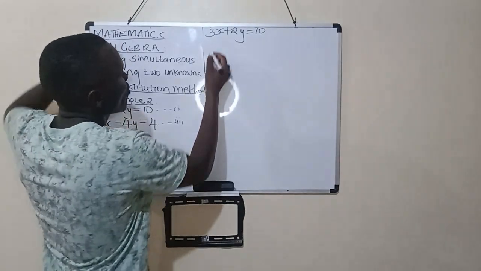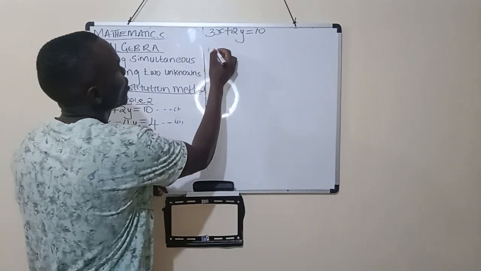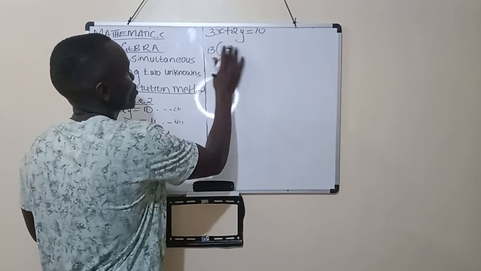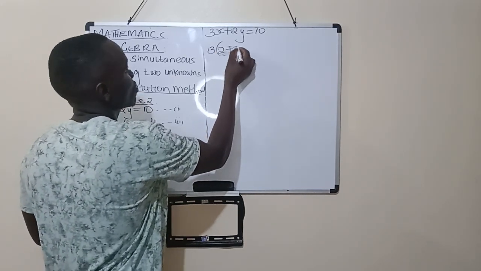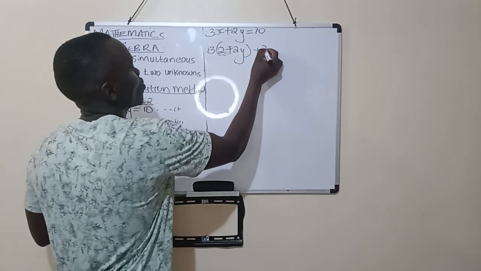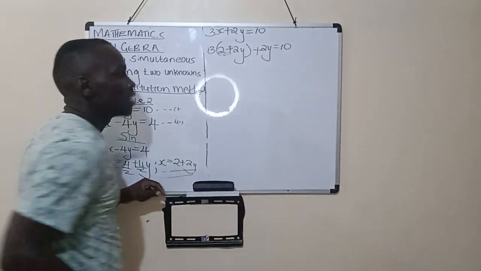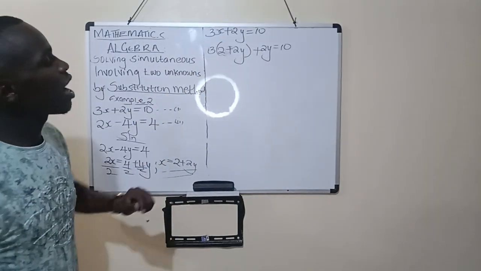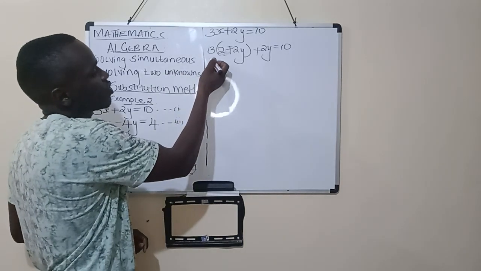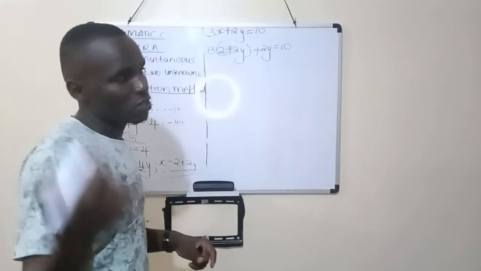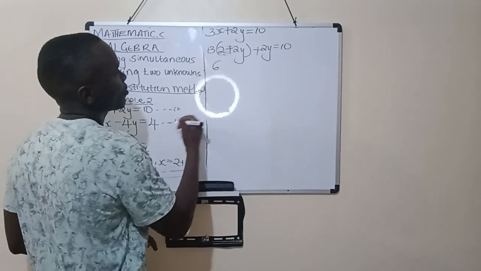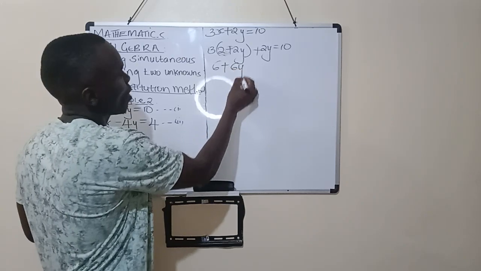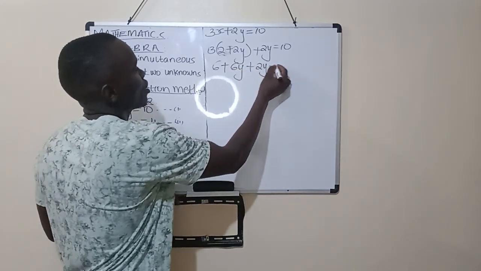Having to replace here, we're going to have 3, then we replace the value of x, which is in brackets 2 plus 2y, plus 2y equals 10. Now we have to open up the bracket. So we're going to have 3 multiplied by 2, which is 6, plus 3 multiplied by 2y. We're going to have 6y plus 2y equals 10.